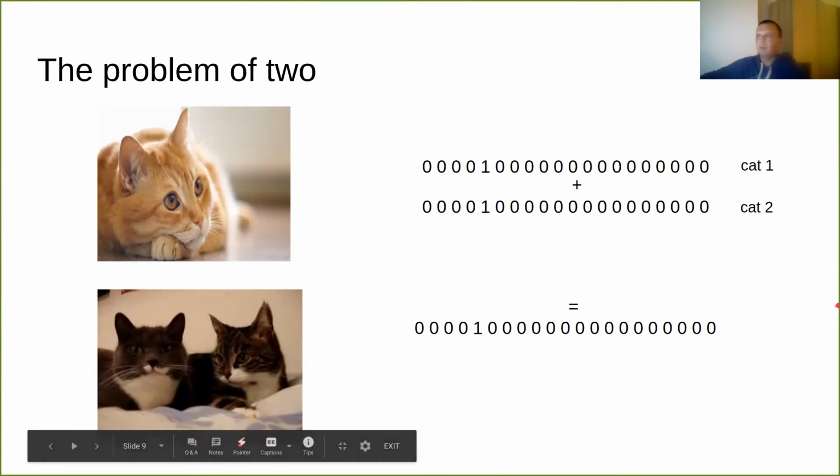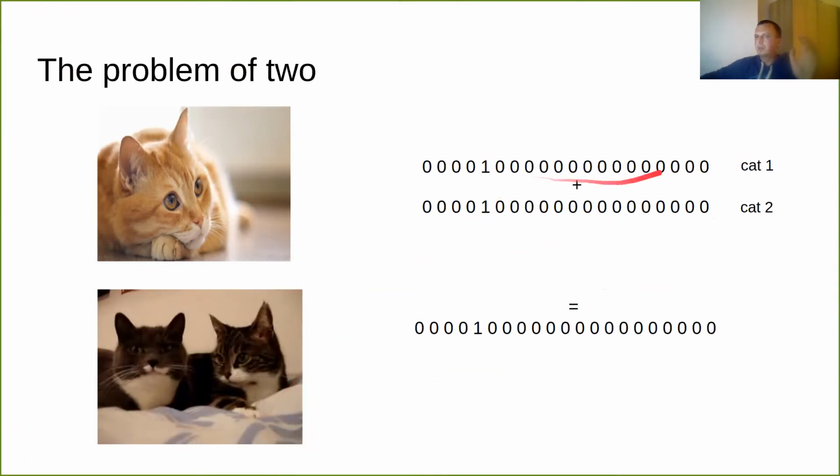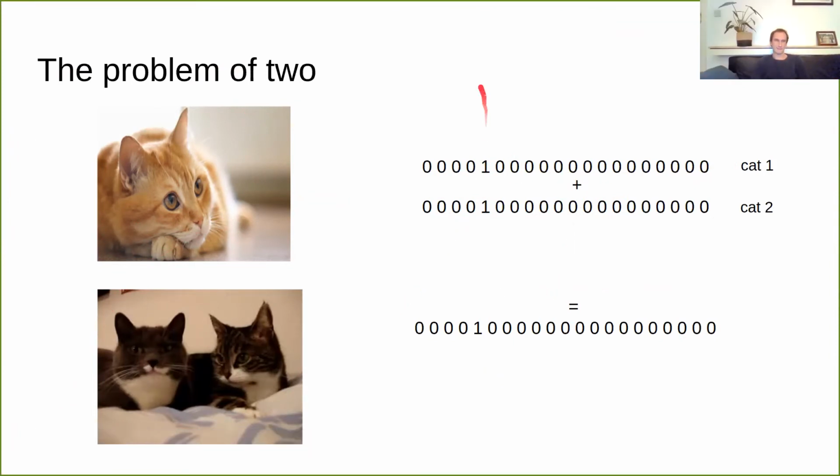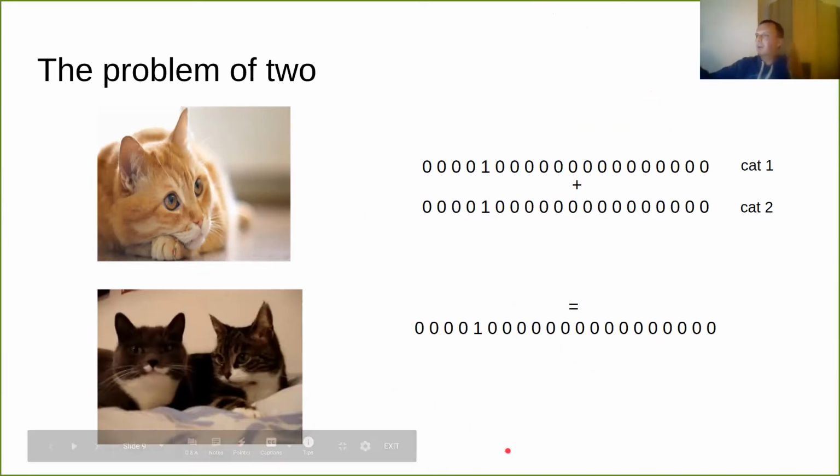Now let me see where my pointer is. Can you see my pointer? Can you see my pointer? Sorry. Yes. Okay, here it is. It disappeared again. Anyways, it's just too slow.